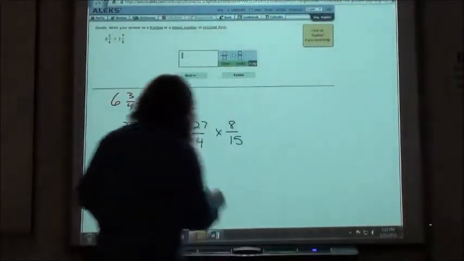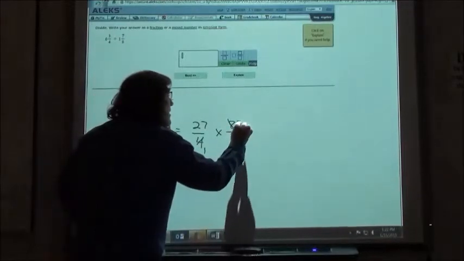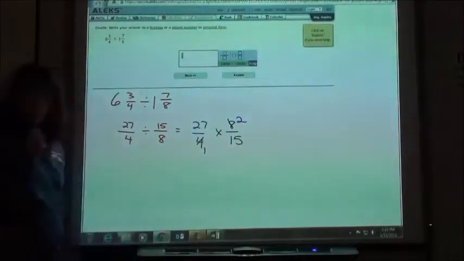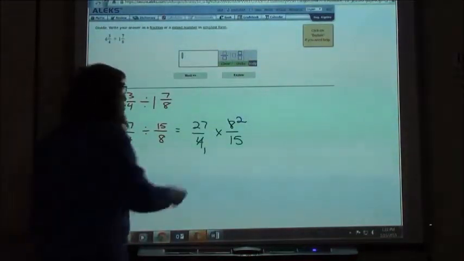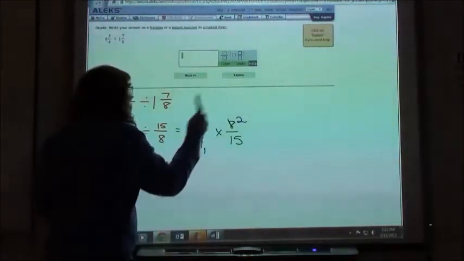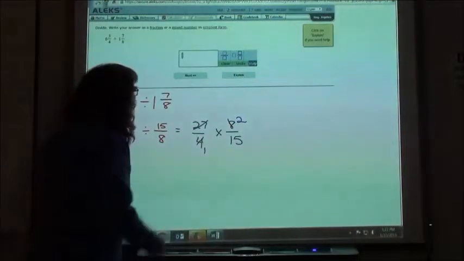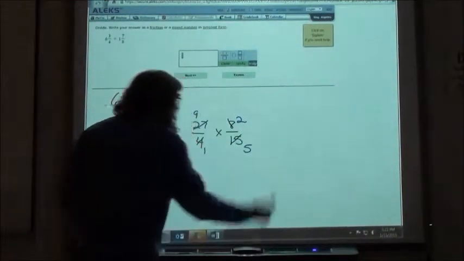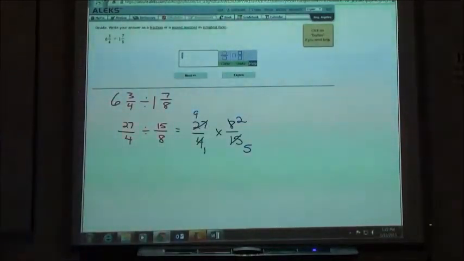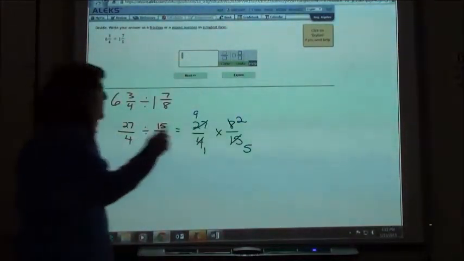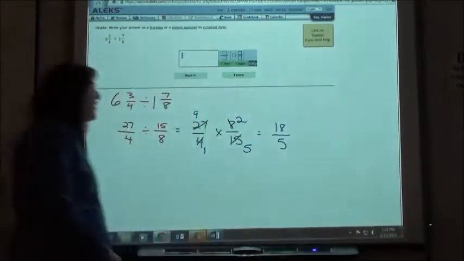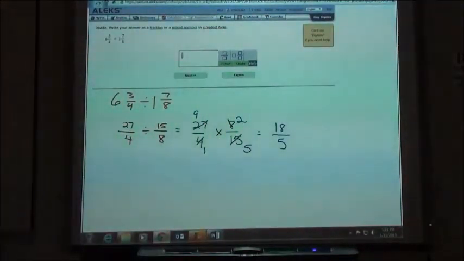Well, 4 goes into 4 once and into 8 2 times. The 27 and the 15 are both divisible by 3. 3 goes into, oh actually they're only divisible by 3. I thought it was going to do more than that. 27 divided by 3 is 9. 15 divided by 3 is 5. So now multiplying, 9 times 2 gives me 18, and 1 times 5 is just 5, so I have 18/5.